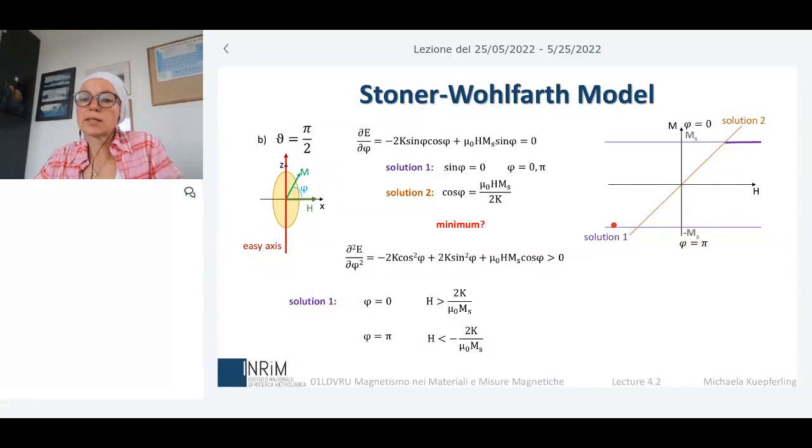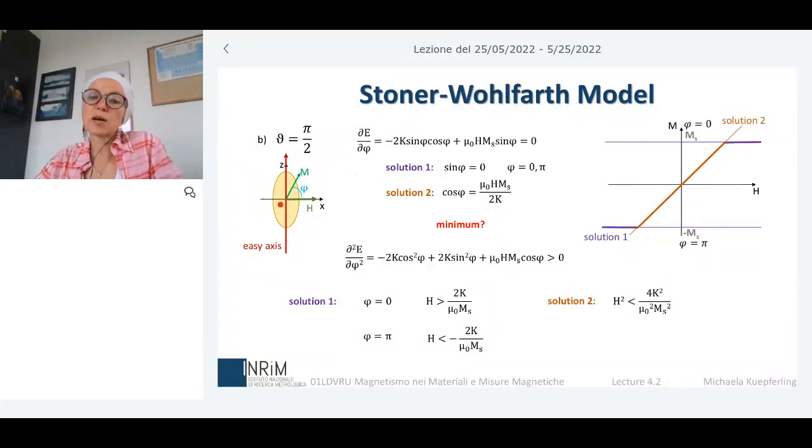Phi equal to pi is stable if h is smaller than minus hc, so in this region. And the second solution is now stable everywhere where h square is smaller than this value hc square, so here in between. And so now you can understand that here we don't have hysteresis.